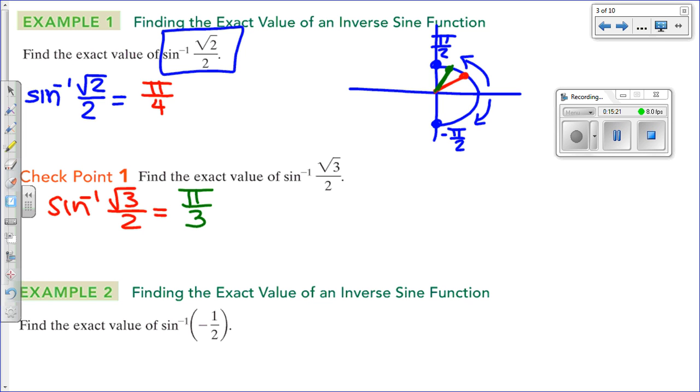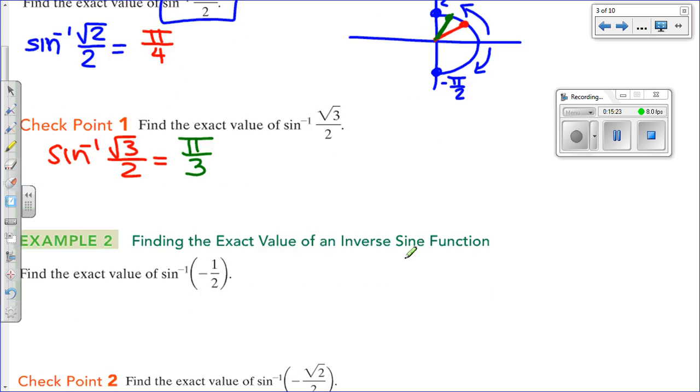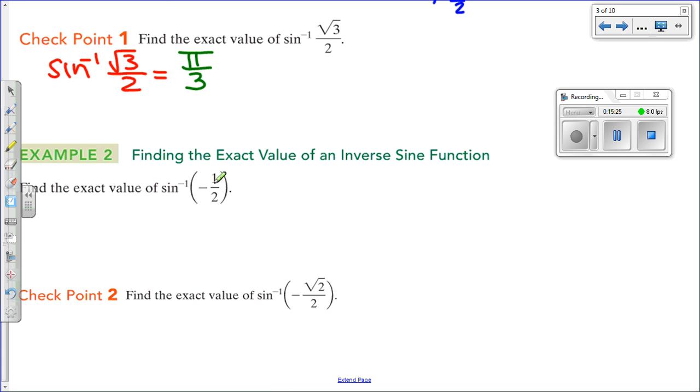All right? Okay, so I want you guys to work on example 2, both of them, and keep in mind they're negative angles, so you're going to be working in which quadrant? So think about it if you want to consult with your partner.